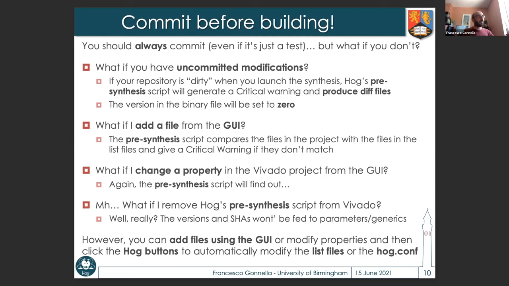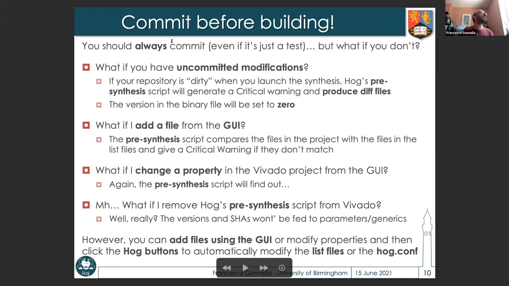The only big recommendation that we have here is that you should always commit before building. You should always do that, even if it's just a test, even if it's just a try that you're doing in that moment. You should always commit, because when you commit, even if you don't push, just locally, Git will create a SHA, will certify what you have, and then feed the value to the register. So you will always be able to reproduce it. And then if you made a mistake, never mind, you recommit and do it again. There is no problem. You don't need to push.